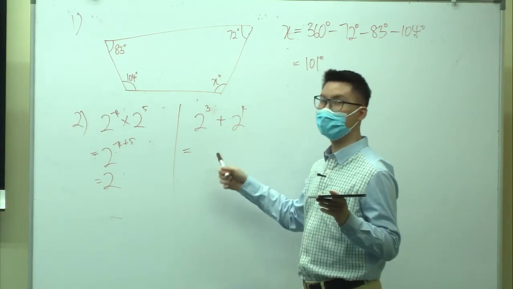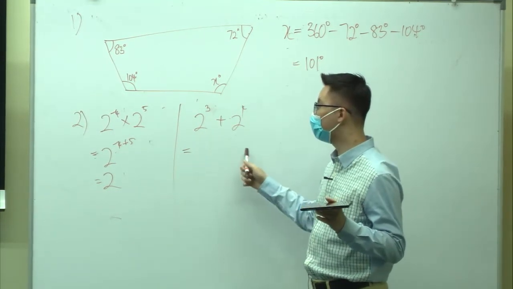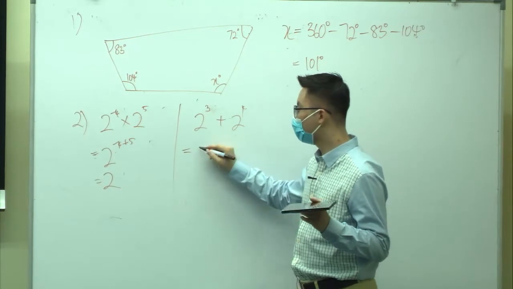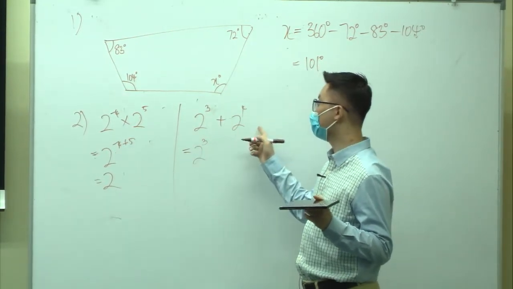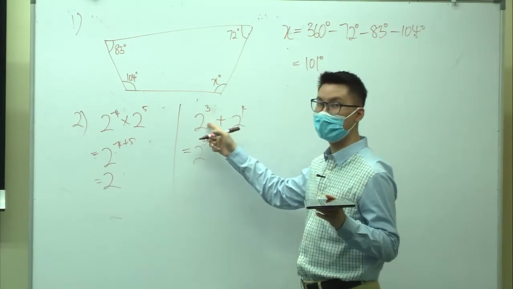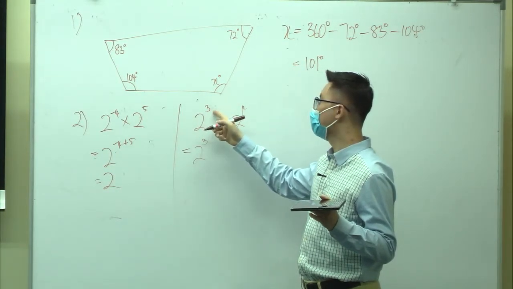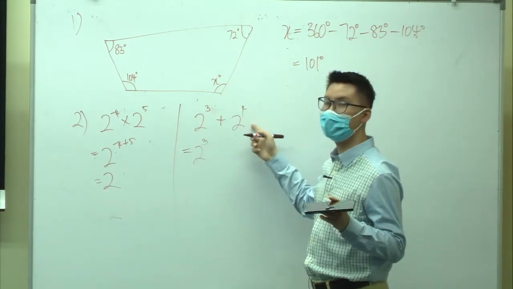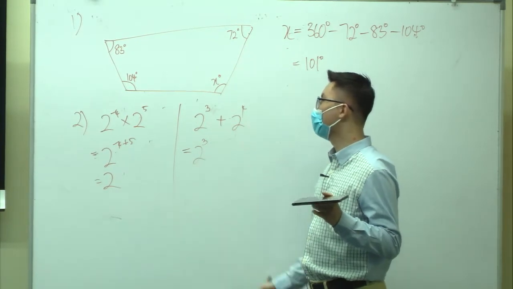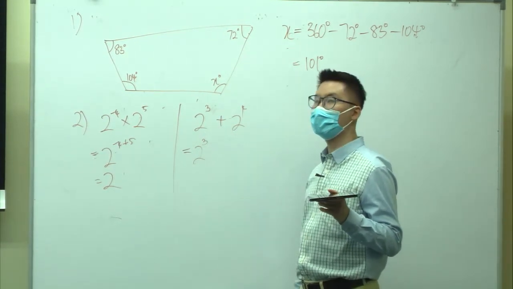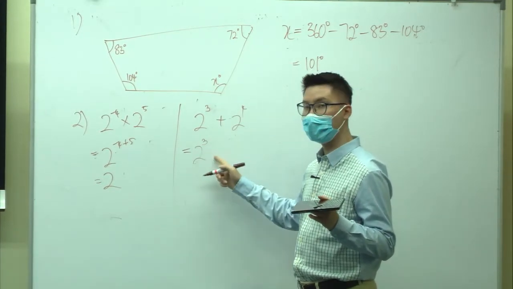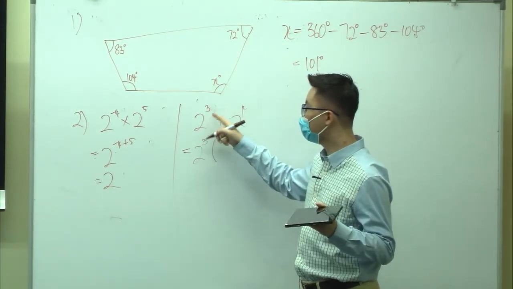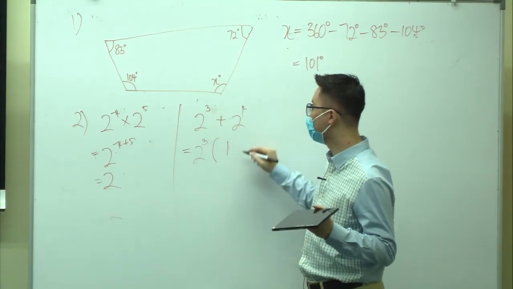The 3 2's. You can only factorize the 3 2's, 2 to the power of 3. We cannot factorize the 2 to the power of 4 because this is not enough. This is only 3, and this is more than 3. This is 2 to the power of 4, you got 4 2's here. But this one you only got 3 2's. That's why you can only factorize 2 to the power of 3. If you take out 2 to the power of 3, now you left 1.